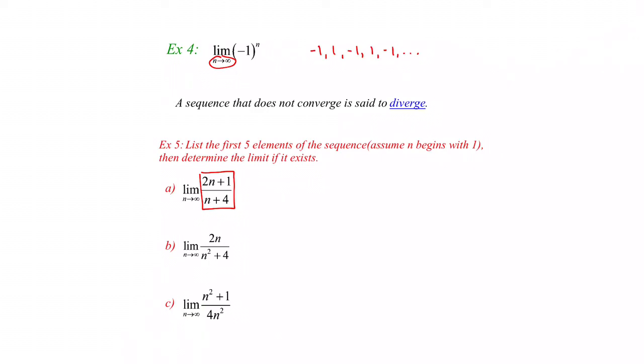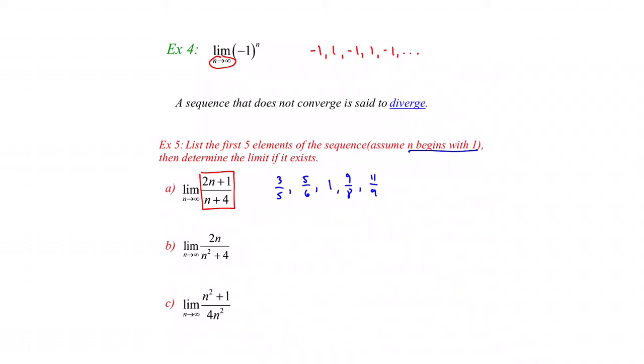So the first thing is, you can do this just by plugging in n equals 1, because that's what we're going to start with. We'll always start with n equals 1. That's your first term. So if you plug 1 in, you'll get 2 plus 1 is 3, and then 1 plus 4 is 5. The next one you're going to plug in 2. You get 5 over 6. The next one, when you plug in 3, you're going to get 7 over 7, which is 1. And then we're just going to continue it out to 5 total elements. So the last one would be 11 over 9.